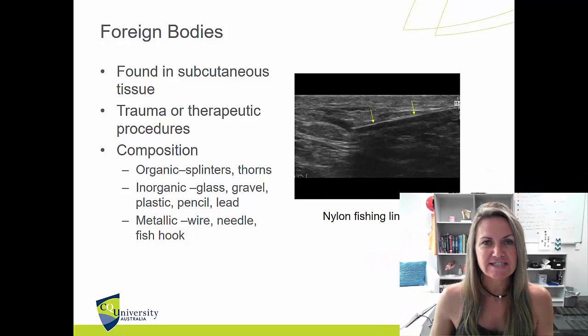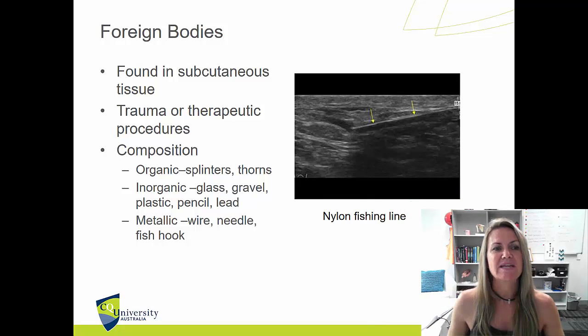Now, if we are finding any foreign bodies, generally they're going to be in that subcutaneous layer, in the very superficial tissue of that subcutaneous fatty layer that you're going to see. It can be found because of trauma, so obviously a lot of us would have had an experience where we've had a foreign body, usually around the hands and the fingers, those sorts of places. You might have been gardening and got something that grazed along your leg and ended up with some splinters in there, all those sorts of things.